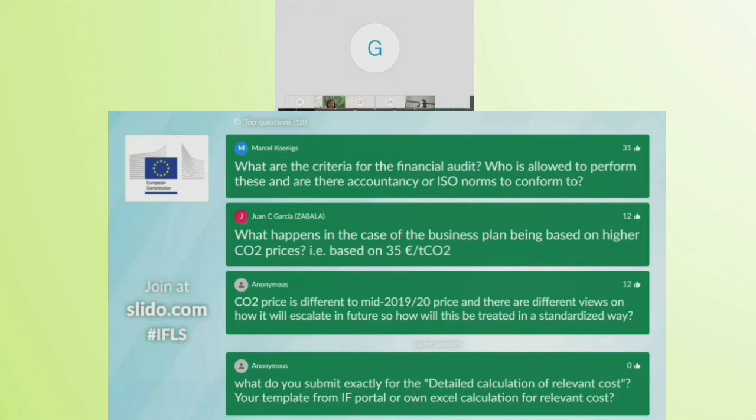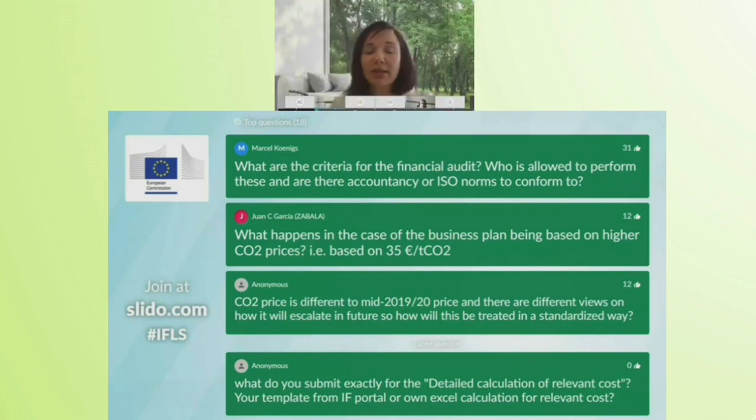Great, thank you very much. One question which has attracted a lot of likes, and is repeated in various forms throughout, is about the criteria for financial audit. Who is allowed to perform this, and are there accountancy and ISO norms to conform to? Roman, would you like to address this?